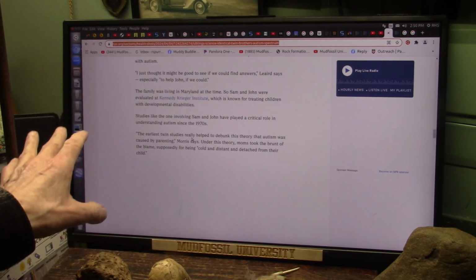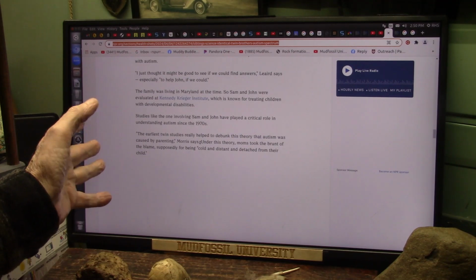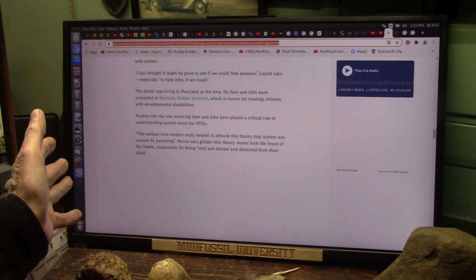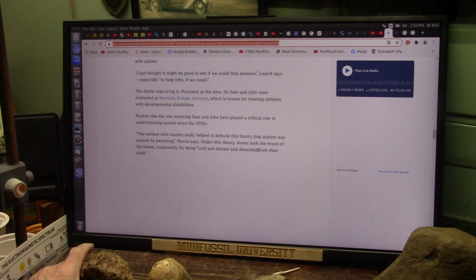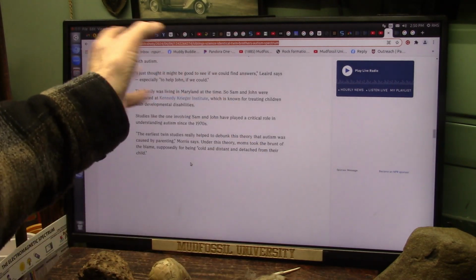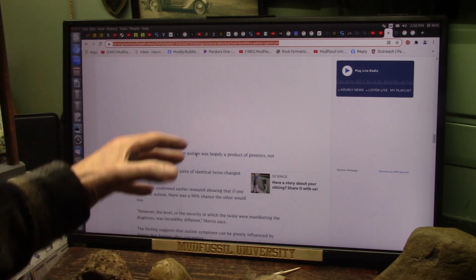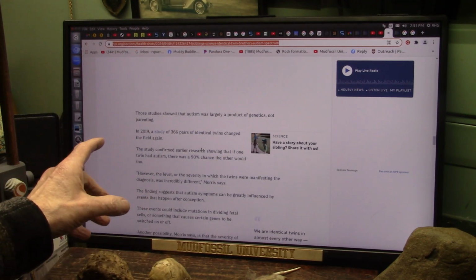So let's forget about the parenting causing it, because it sounds like they did everything they could. It sounded like they did more than most would be willing to do. Now, under this theory, moms took the brunt, and they always blamed the mother. They were cold, distant, the kids just didn't have any attention, so that's why they're so upset, and they just shake in the corner. No, that's proven not to be the case.